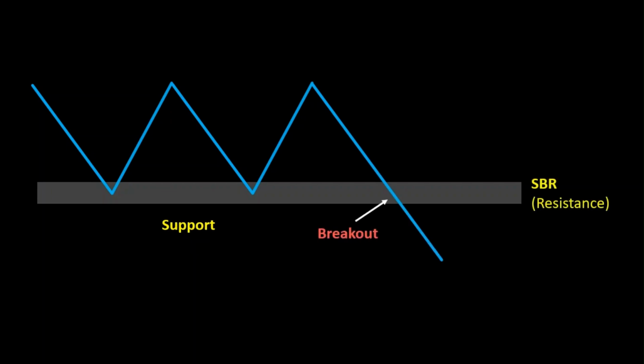Let's consider a scenario where a support level has been established, and the price breaks below that support. When this happens, we refer to it as a breakout. After the breakout, the previous support level often turns into a new resistance level. This is known as a support becomes resistance zone, or SBR level. At this point, we wait for the price to pull back and retest the SBR level.